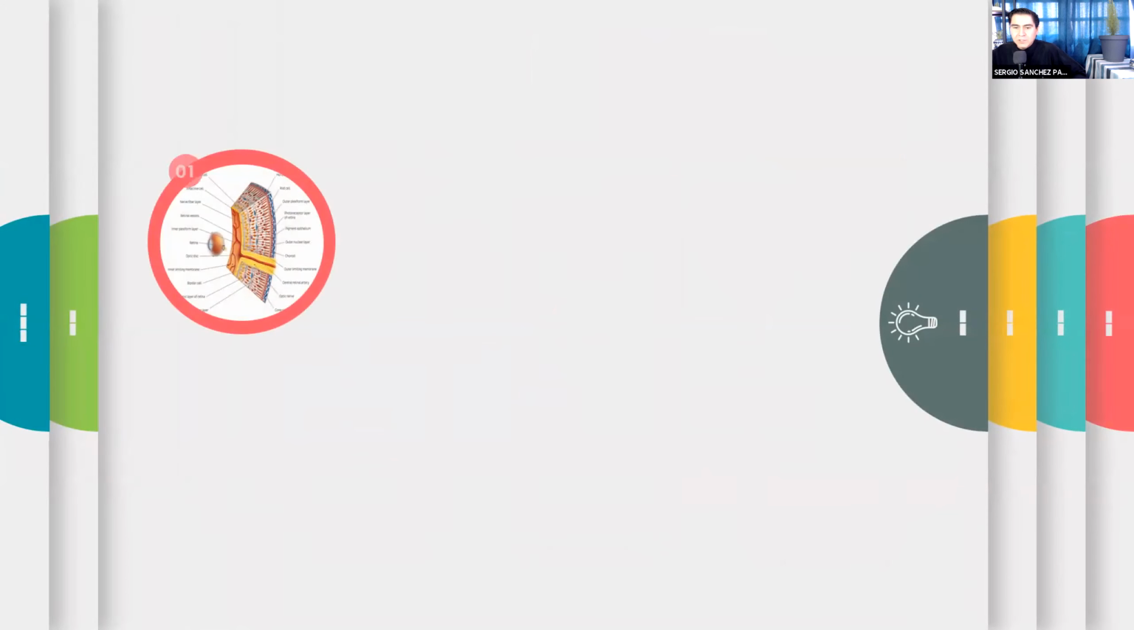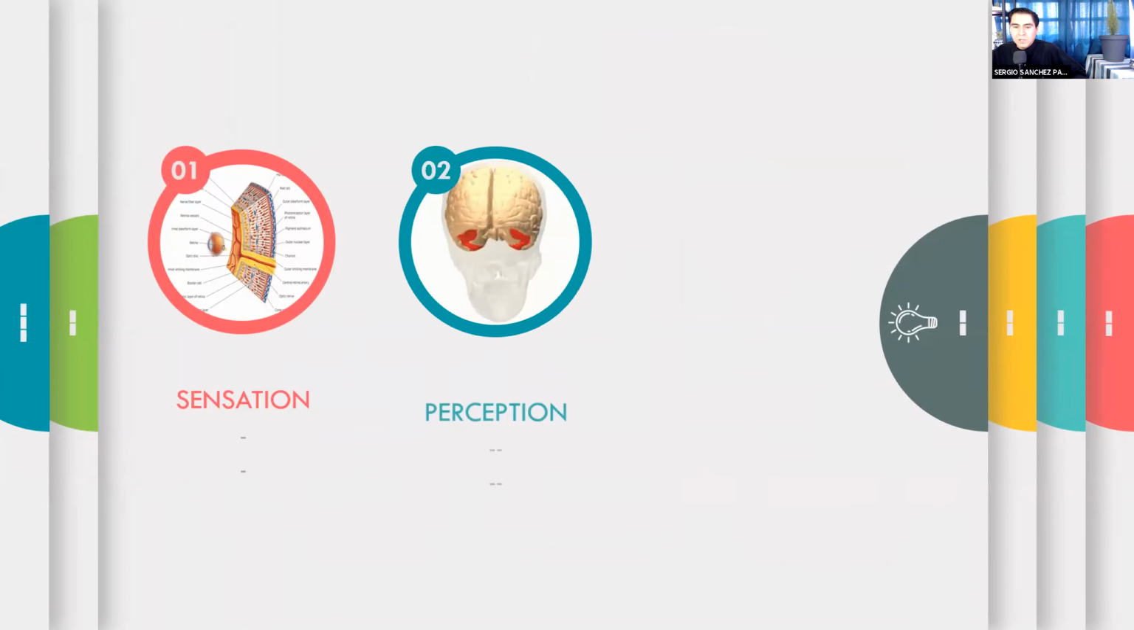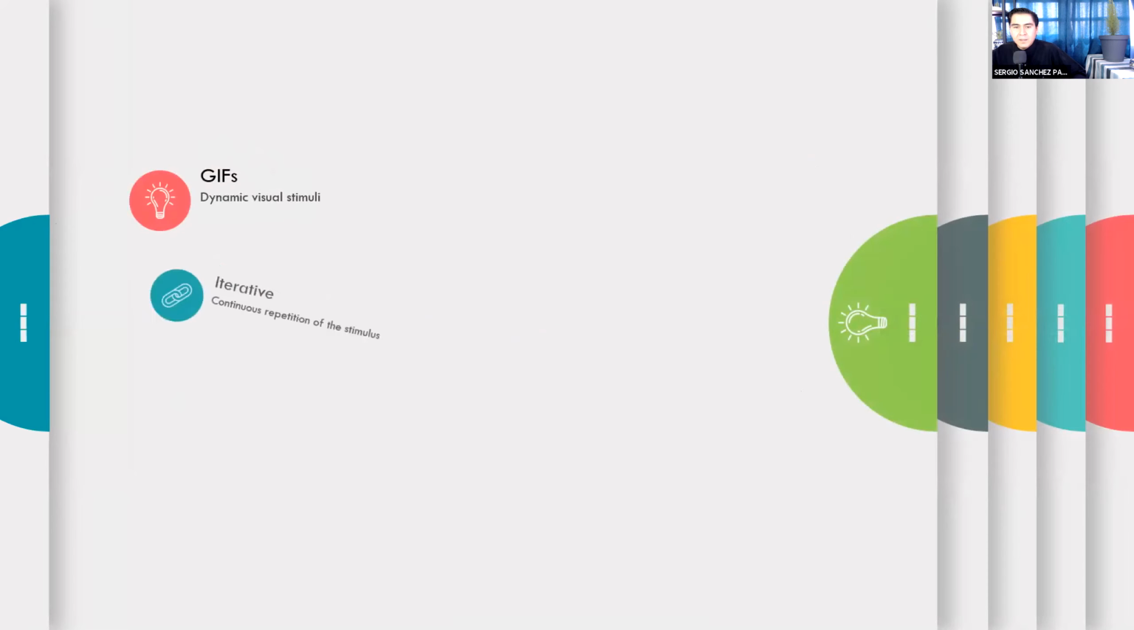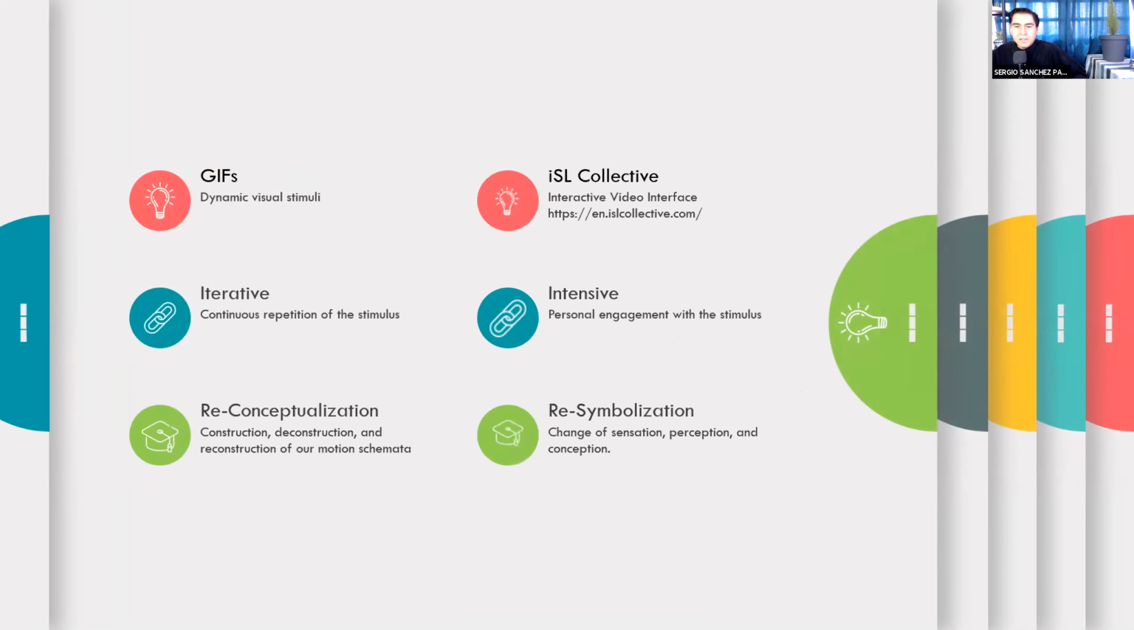And the question is, how do we teach those to our students? So I will argue that we have to enhance the stimuli with which we work. I'm trying to figure out how to increase the degree of stimulation in terms of sensation, perception, and conceptualization. So I'll be using GIFs. These are dynamic visual stimuli, which are the ones that you've already been seeing during the last minutes.